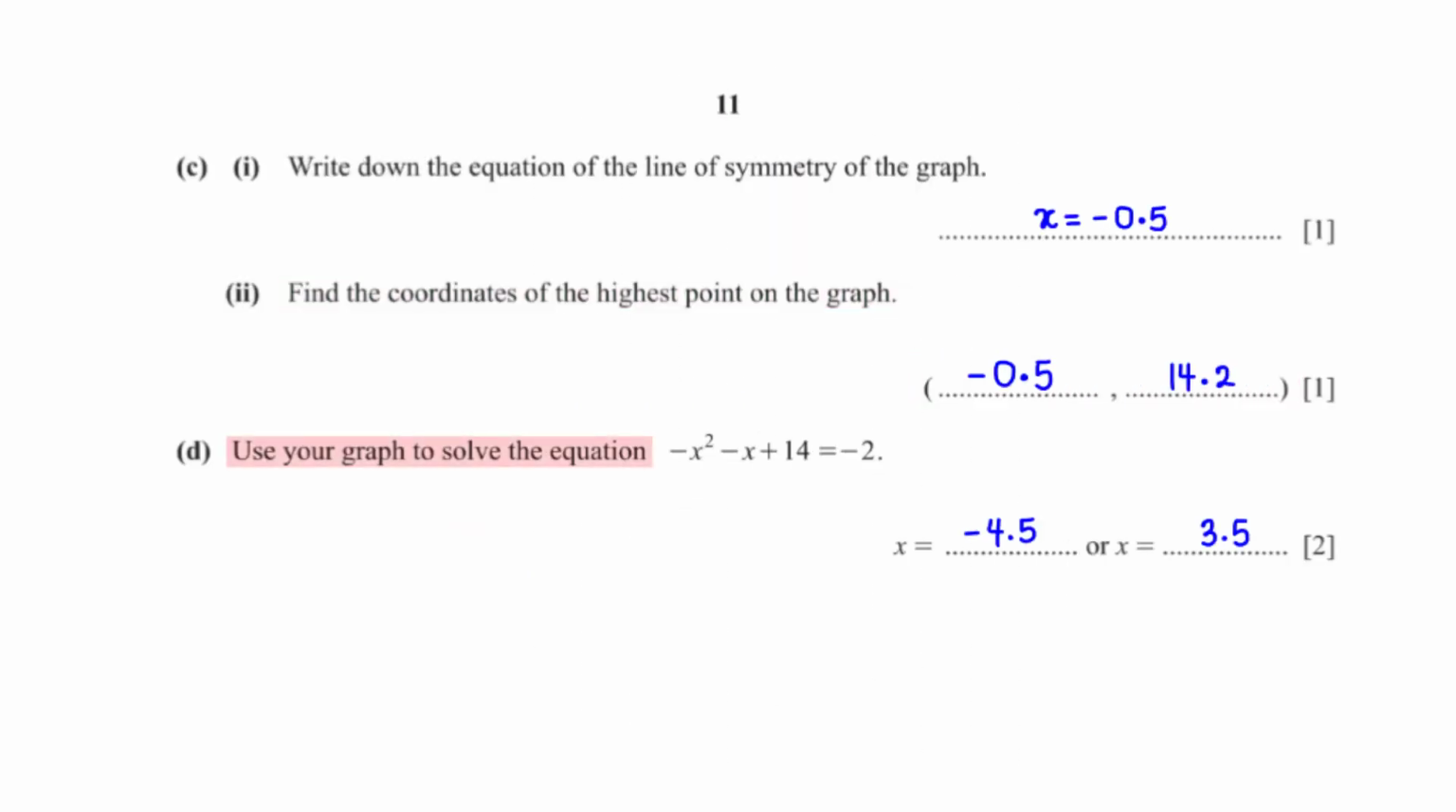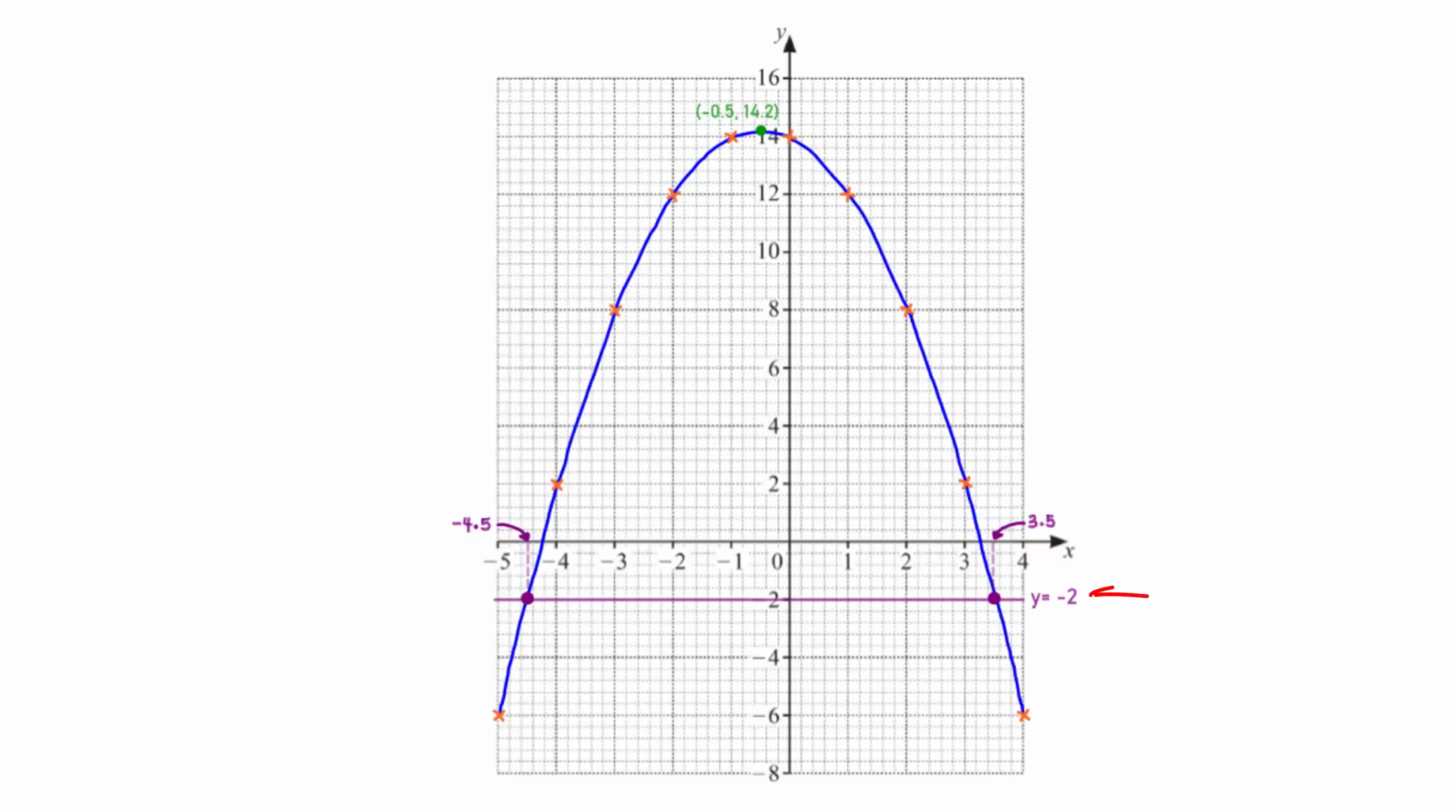Use your graph to solve the equation -x squared minus x plus 14 equals -2. To solve this equation using the graph, we need to draw the line y equals -2 on the grid and find the x coordinate of its intersection point with the curve. On the grid, we've drawn the line y equals -2. We see that the x coordinates of its intersection point with the curve are -4.5 and 3.5.